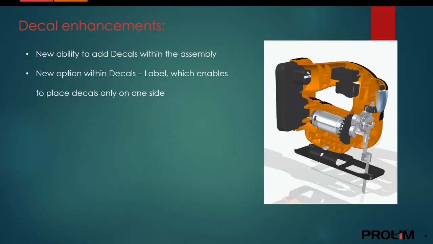Now we'll have a look at some of the decal enhancements. With the new ability of decals, we have the option to add decals within the assembly itself, unlike in the previous versions where you had to open the particular part in the part environment and then add the decals. Apart from that, we'll also have a look at the new option called label during the demonstration.